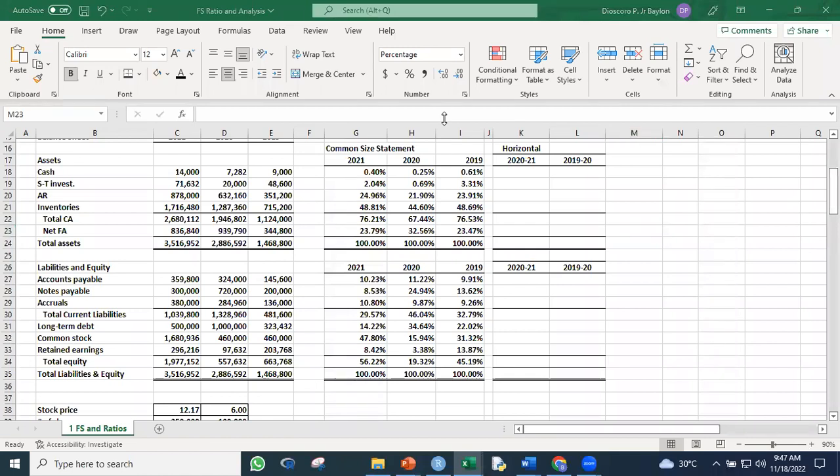Okay, thank you. Let's wait for the others. Okay, very good. Thank you for your responses. Thank you for your feedback. Let's wait for the others to finish their common size statement for the balance sheet. Okay, a few more seconds. Guys, hold on.